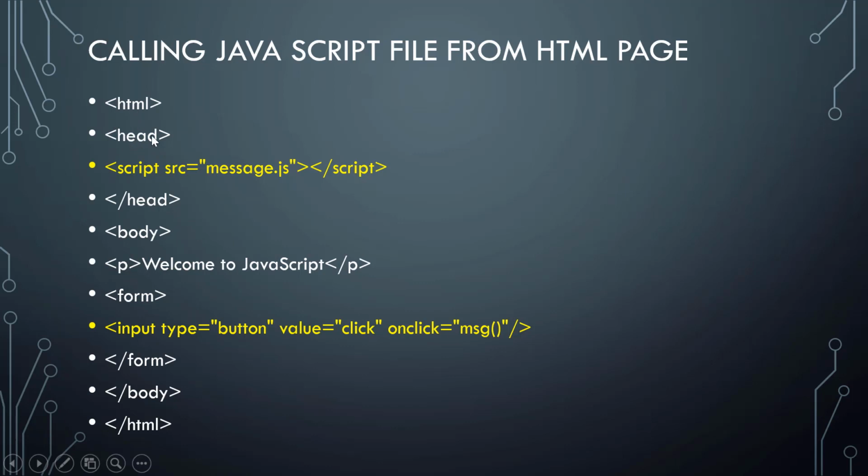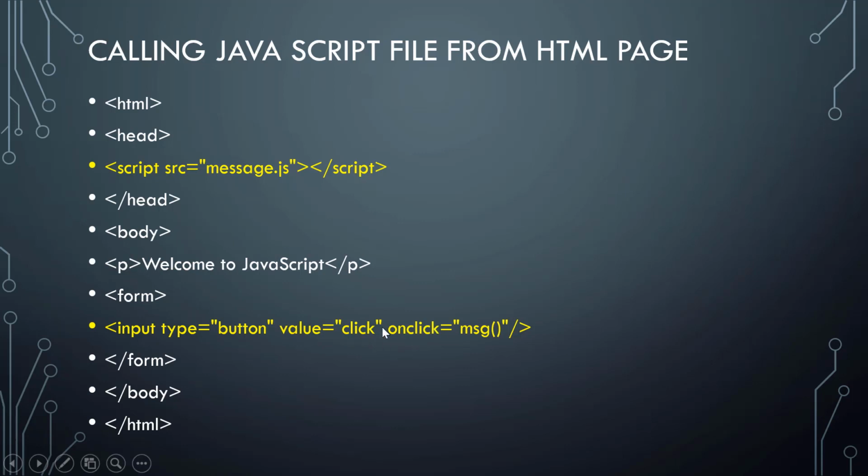HTML tag open, head tag, inside the head tag open close, we are writing script src. Src stands for source, is equal to message.js. Okay, so I'm calling this message.js here, script tag close, head tag close, body tag. In the body tag, paragraph welcome to JavaScript, form tag open close. Here I'm writing input type is equal to button, value is equal to click, and onclick is an event name, guys. So input type is equal to button means you'll get a button. Value is equal to click means you'll get the click message on the button itself. The label of the button is click now.